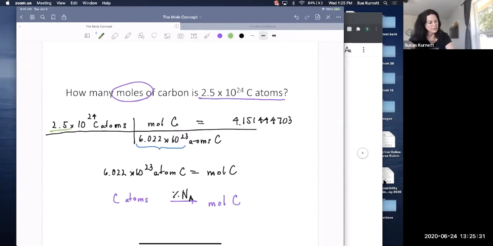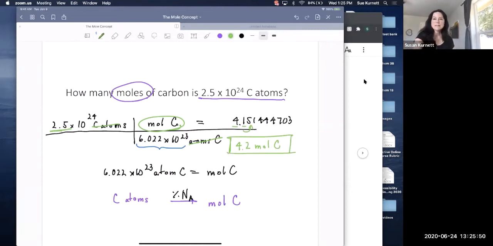Okay, so this is 2 sig figs, 1, 2. I see it's a 5, so I can round to even or round up, but either way I get 4.2. Carbon atoms canceled, and I was left with moles of carbon. That's my answer. Questions?